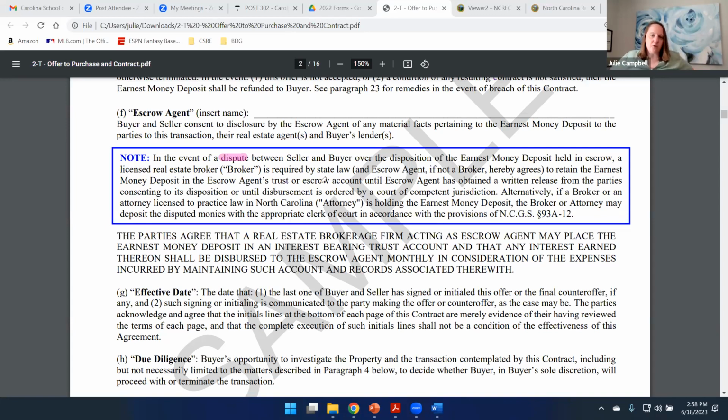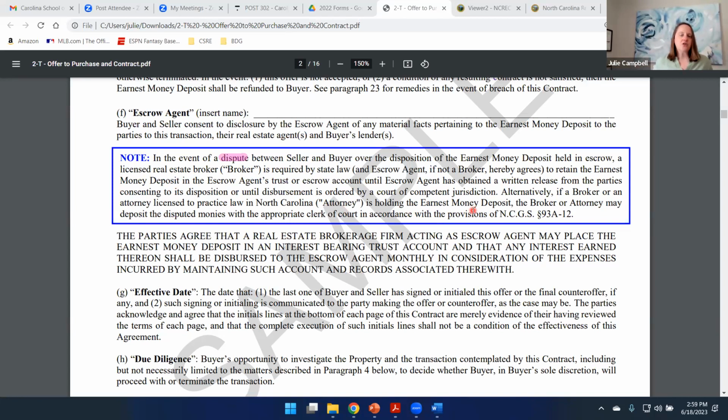So in the event of a dispute over the disposition of the earnest money, a licensed broker is required by state law, or an escrow agent if it's not a broker, to retain the earnest money deposit in their trust account until the escrow agent has obtained a written release from the parties consenting to its disposition, or until disbursement is ordered by a court of competent jurisdiction. If a broker or attorney licensed to practice law is holding the earnest money, the broker or attorney may deposit the disputed monies with the appropriate clerk of courts in accordance with this North Carolina General Statute.